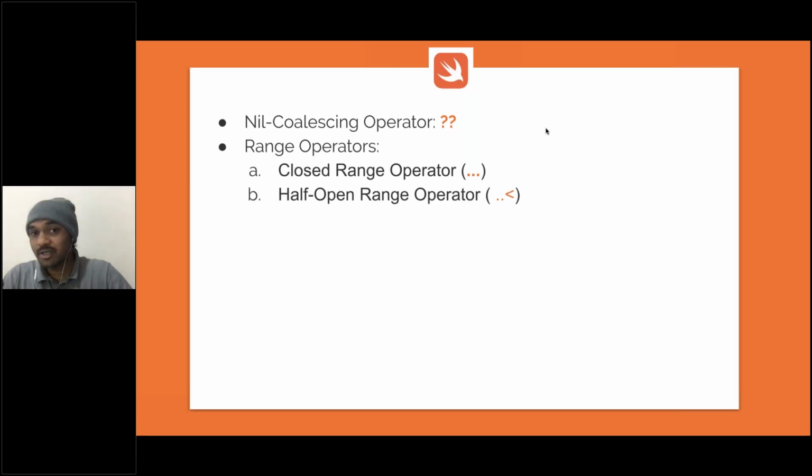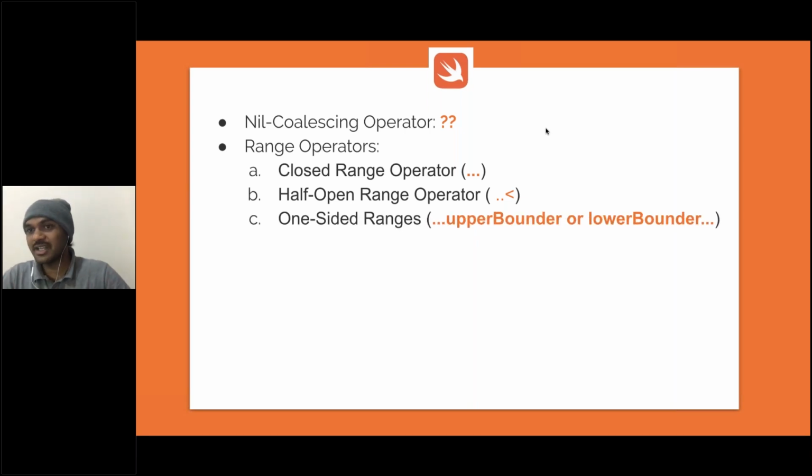Half-open range operator, dot dot less than. Then the one-sided range. A closed range means it will travel from A to B. So if I want to travel from 1 to 10, I can use a closed range operator from 1 to 10. Half-open range means the last value will not be included.